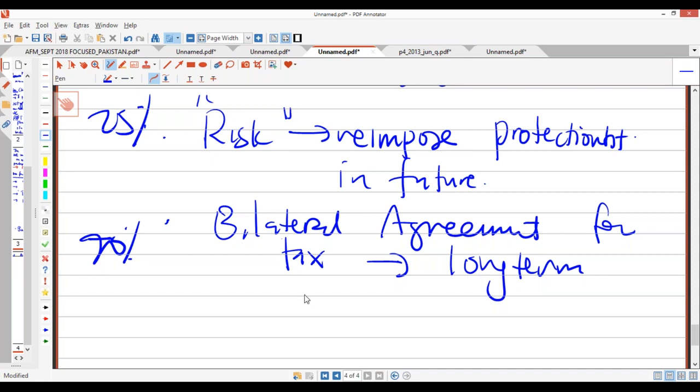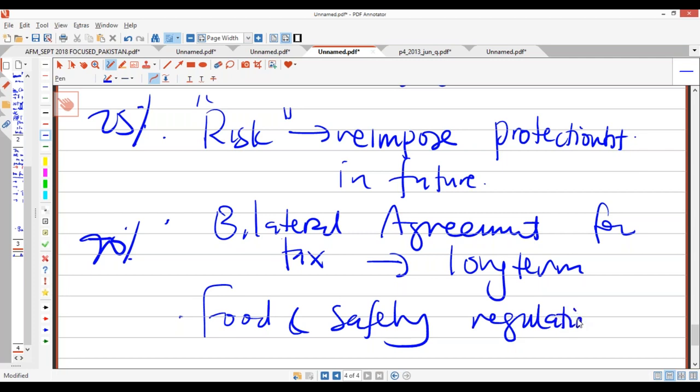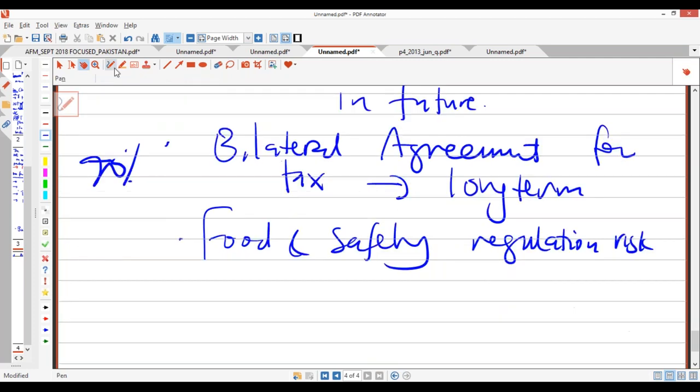Another risk we mentioned just now is food and safety regulation risk. Make sure you comply with their food standards.